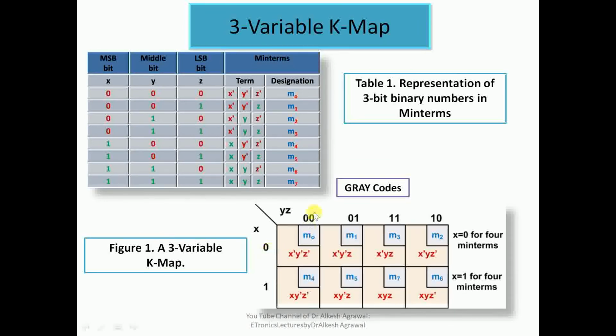So for the first cell we have x 0, y 0, z 0, so we have x bar, y bar, z bar. In this cell we have x is 1 and yz are 0, 0, so we have x, y bar, z bar. And similarly you can see and compare for each cell. In the second cell we have x is 0, y 0 and z is 1, so we have x bar, y bar, z. And the next cell down the column we have x is 1, so x, y bar, z.